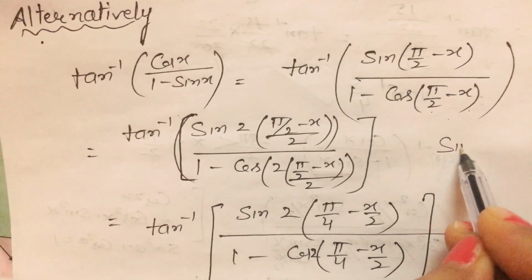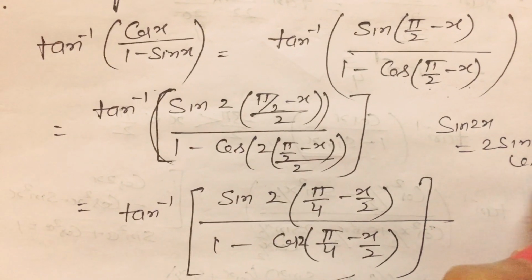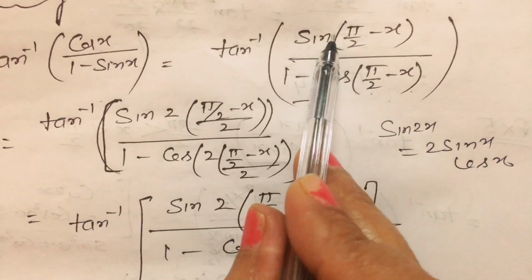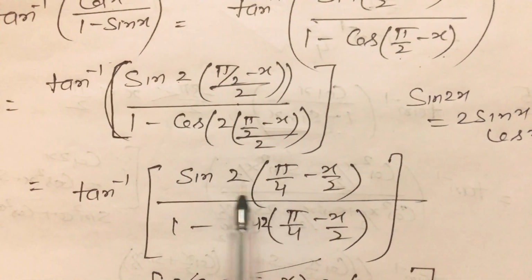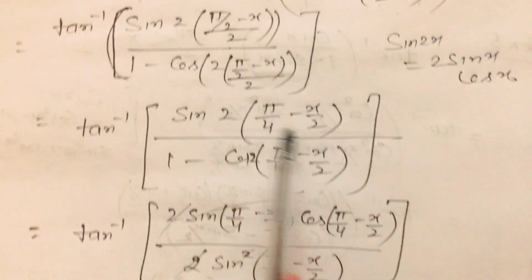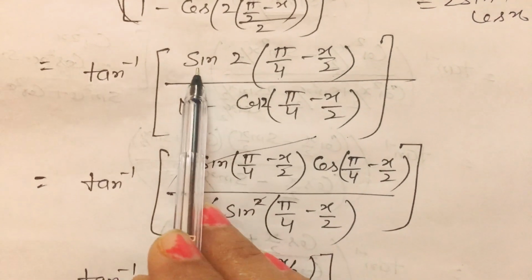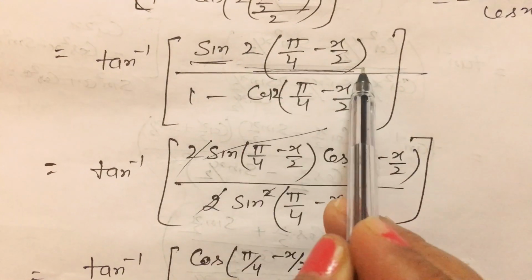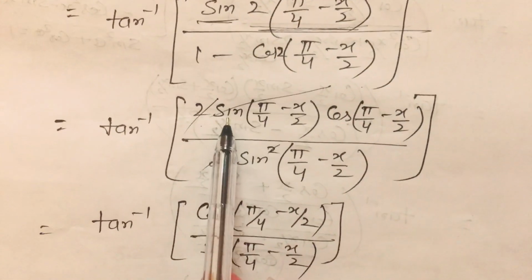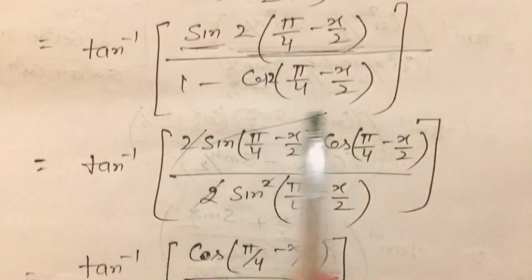Okay, and what is the formula of sin 2x? 2 sin x cos x. So here I am multiplying by 2 and dividing by 2. It will be 2 into pi/4 minus x/2, and this also 2 into pi/4 minus x/2. So what is the formula of this? This is cosine, this is 2x, this is sine, this is 2x. So this formula is sine 2 sin x cos x. And what is in the denominator?